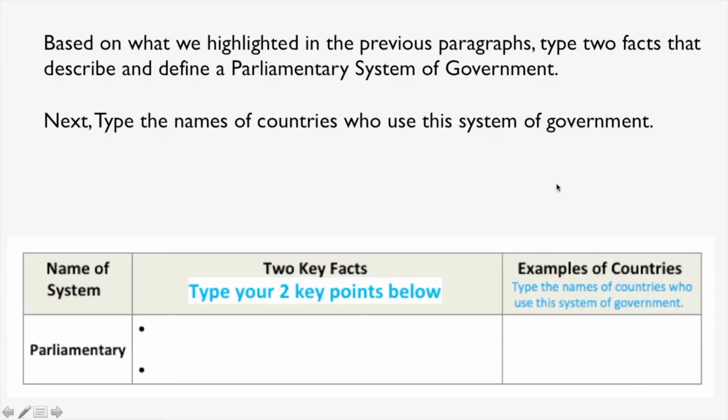Go ahead and write down your facts. Pause the video. Go back and listen to what you may have missed or misunderstood. Here we go.